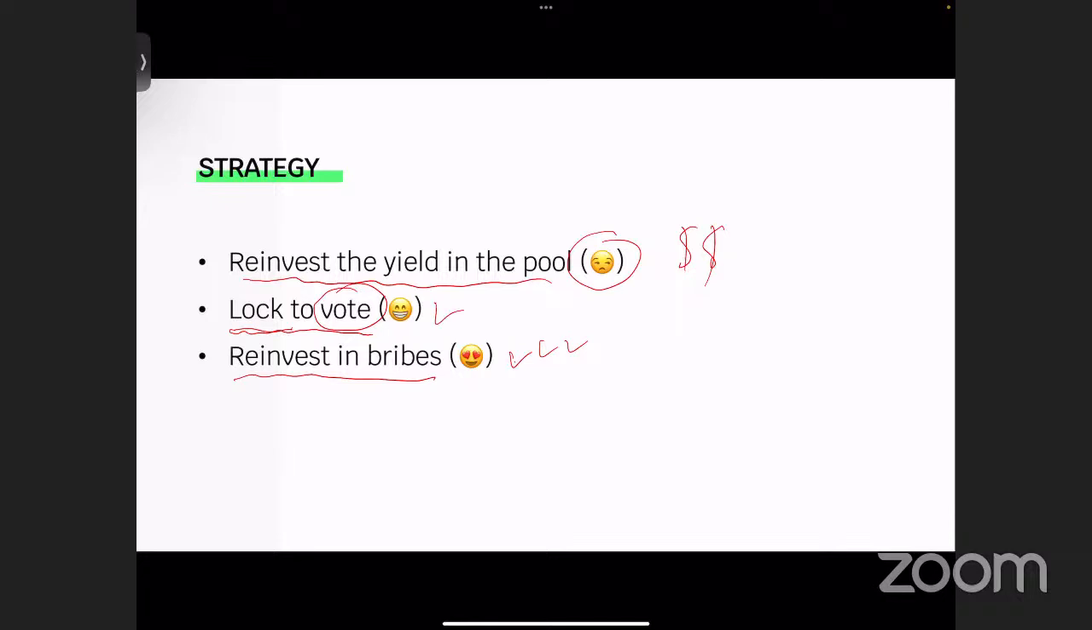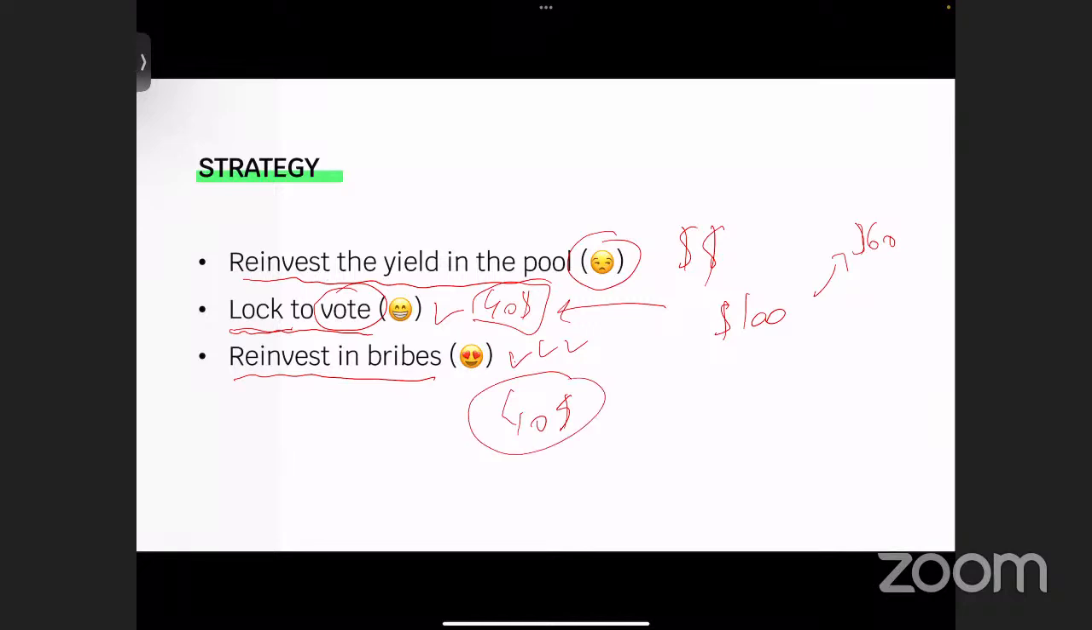Because let's say you win $100 per week, you keep $60 for you, and $40 you reinvest. You can reinvest them to lock and to vote, but with $40 you won't have a huge voting power. But if you reinvest them into bribes, actually $40 of bribes will bring more voting power than if you vote with $40. Sometimes it's 2 times, sometimes it's 3 times, and so on.